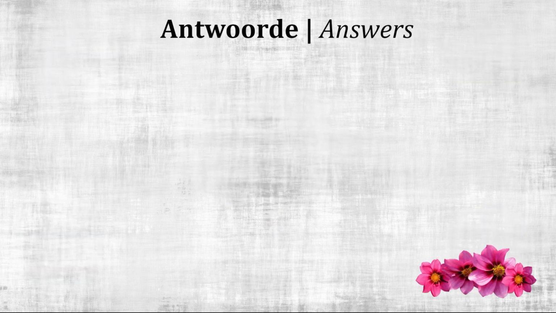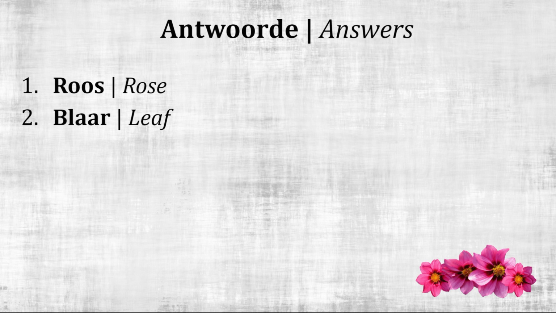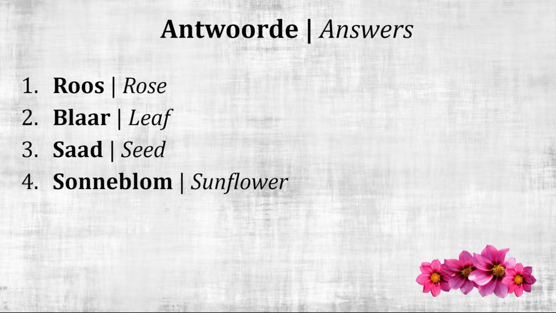Let's have a look at your answers. Antwoorde. The first one is roos, rose. Second we have blaar, leaf. Third, saad, seed. Fourth, sonneblom, sunflower. And last we have boom, tree.